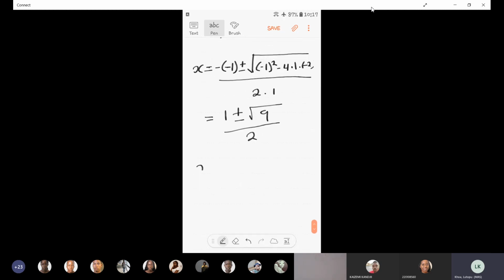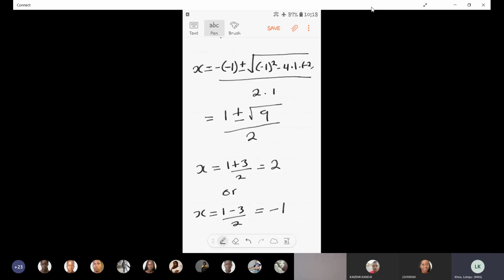So I will have my first x. This is 1 plus 3 over 2. So this is 4 divided by 2, which is 2, or x is equal to 1 minus 3 over 2. So this is negative 2 divided by 2. This is negative 1. So those are my two solutions.